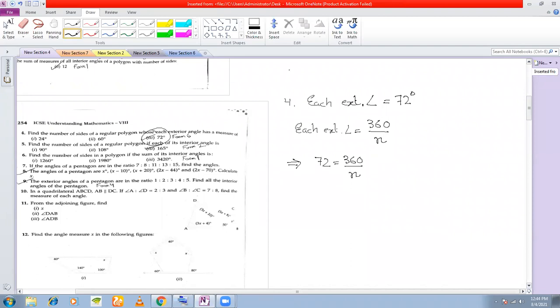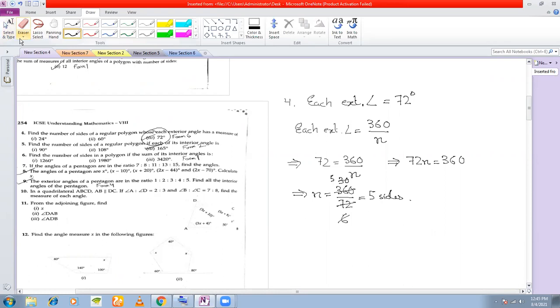Anyone asking any question? No, sir. Okay, cross multiply. You get 72n is equal to 360. That means n is equal to 360 divided by 72. Now you can cancel this. 12 into 6 will give you 72, and 12 into 30 gives 360. So now you can cancel this with 6, so 5. So how many sides? 5 sides. Okay, as simple as this.